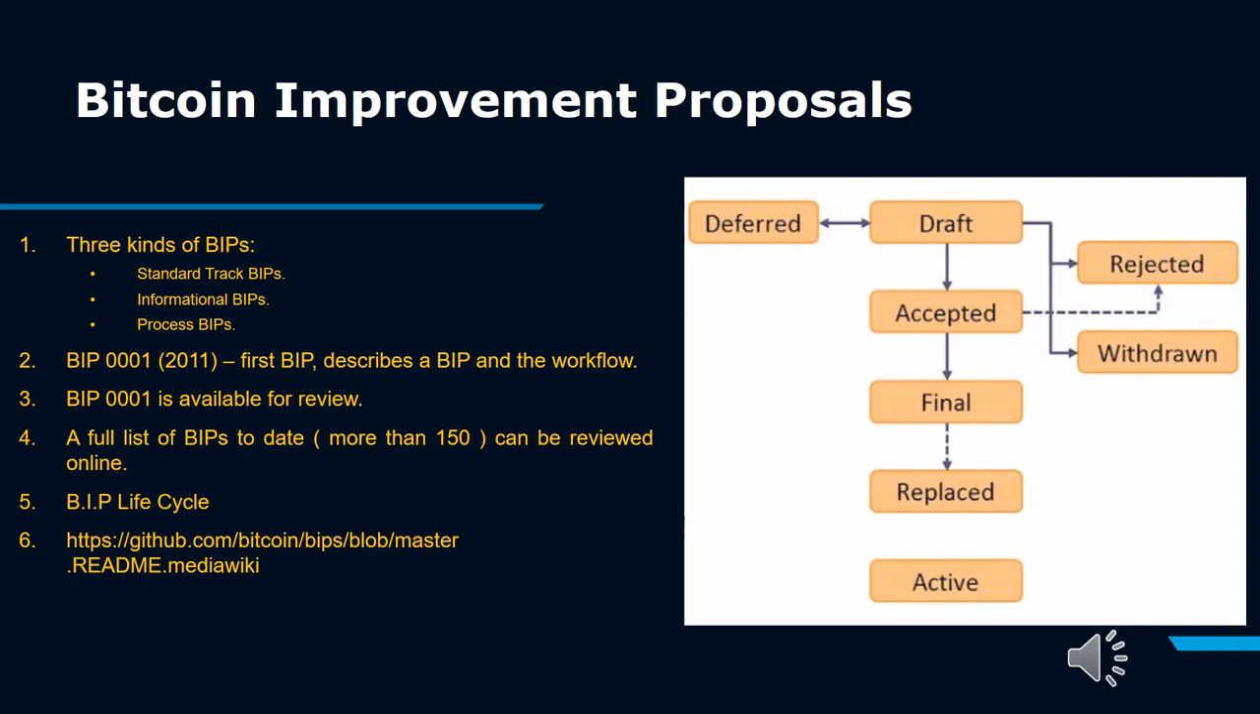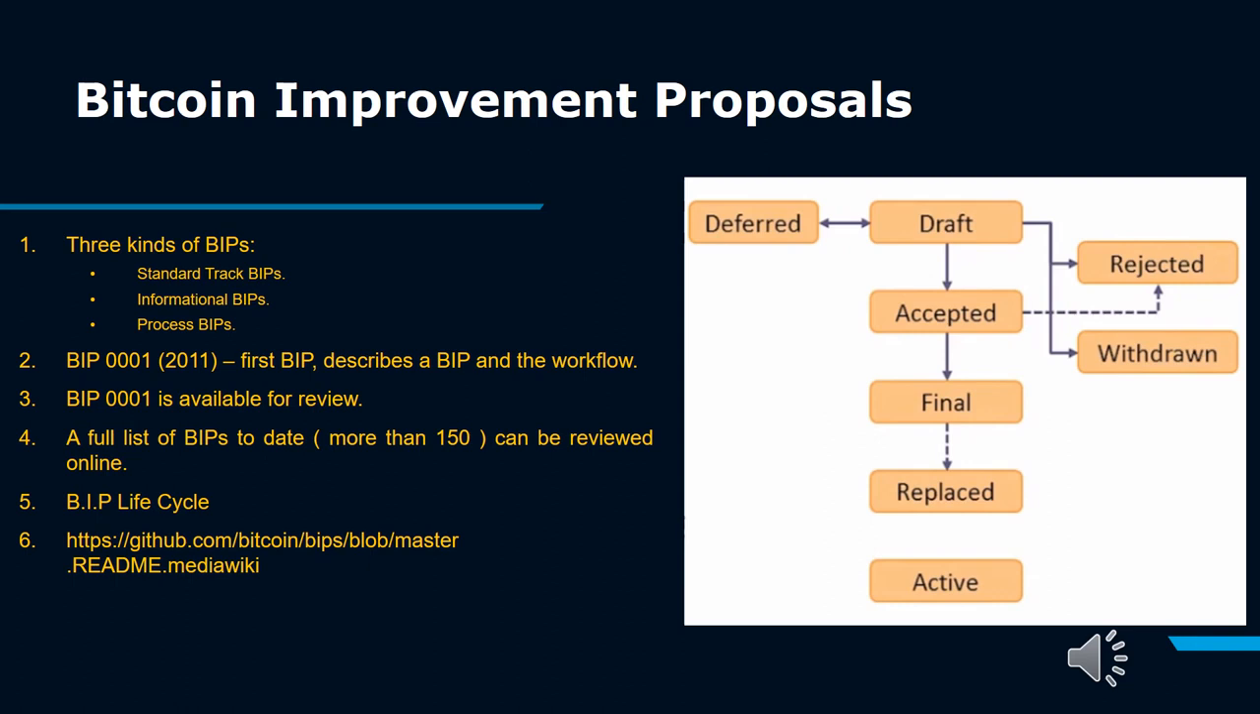2. Informational BIP. Such types of BIPs highlight the design issues, general guidelines, and supporting information. Informational BIPs, as the name suggests, are just for information's sake and can be taken seriously or ignored by the community. An example of this is BIP 32.